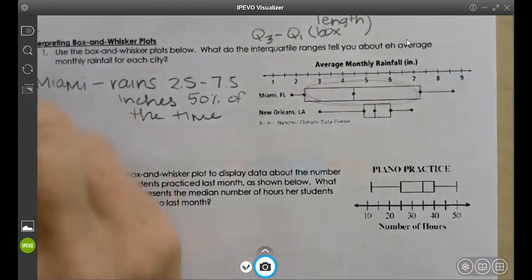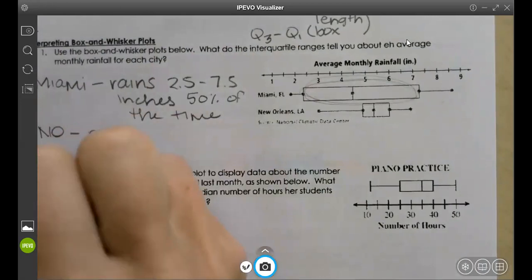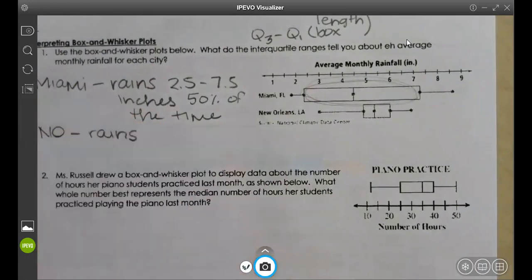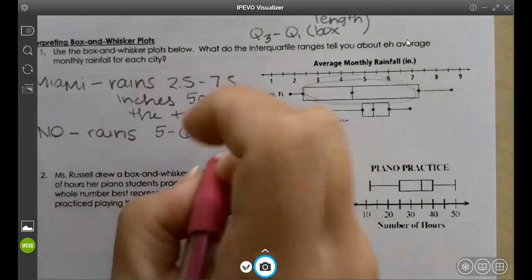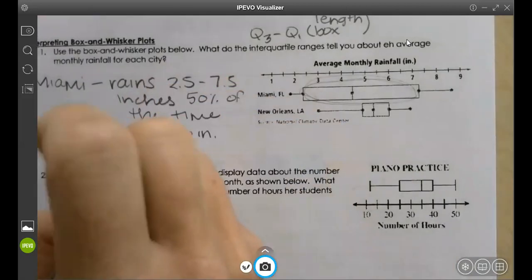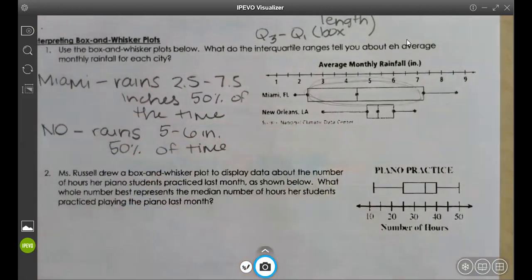What about New Orleans? It rains what? I like your 6.5, maybe a little more. We can say 5 to 6 inches, 50% of the time. Which one gets more rain? Yeah, you can say that as well.